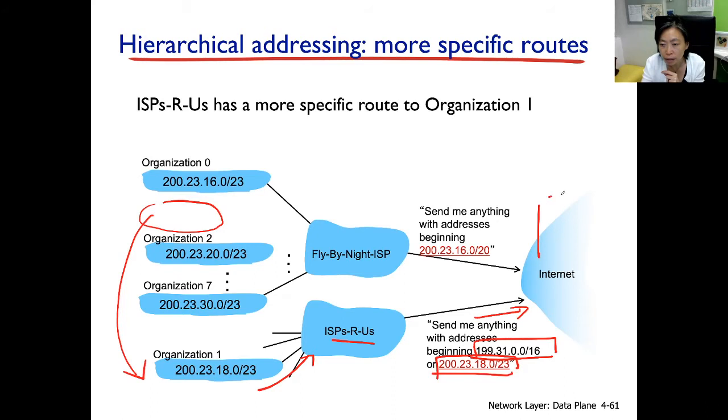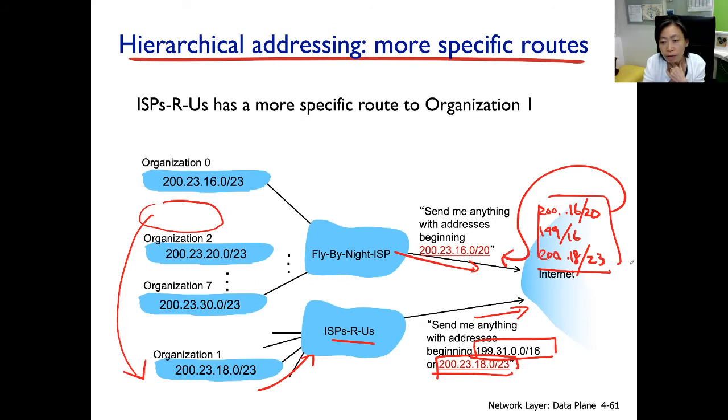The forwarding table here will contain two entries. One starts with 199 and one starts with 200.something.something, 18.0 and 23 bits. This one is 16 bits. And of course, this entry here will also arrive at the router on the internet. And therefore you have 200.something, 16, and 20 here. So this entry is gonna take the packet out this interface. These two entries are gonna take packets out here.